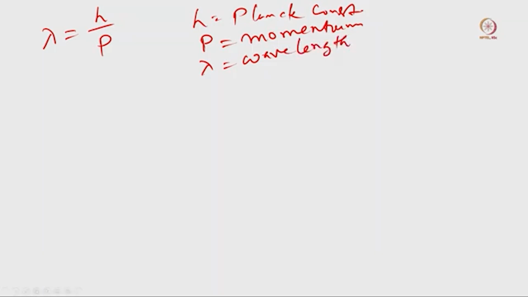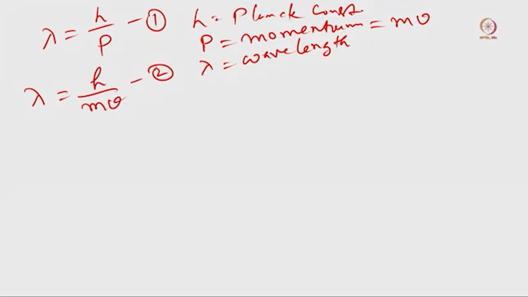Okay. So in the next equation, from de Broglie's equation, we are getting that one. So now we can replace that. Momentum means mass into velocity. So if we have h, we can replace these things by mv. So this is our equation 2.